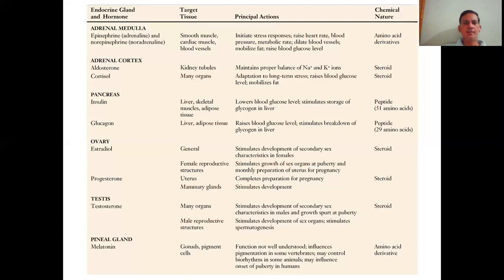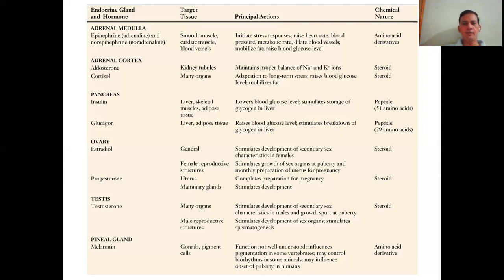Another gland in the males is testes. This secretes testosterone and it has many targets, and as well as it targets the male reproductive structures. So in body it stimulates development of secondary sex characteristics in males and growth spurt at puberty. So this is kind of a similar kind of function in males as estradiol is doing in the females. Also it stimulates development of sex organs and it stimulates spermatogenesis. And this is also a steroid.